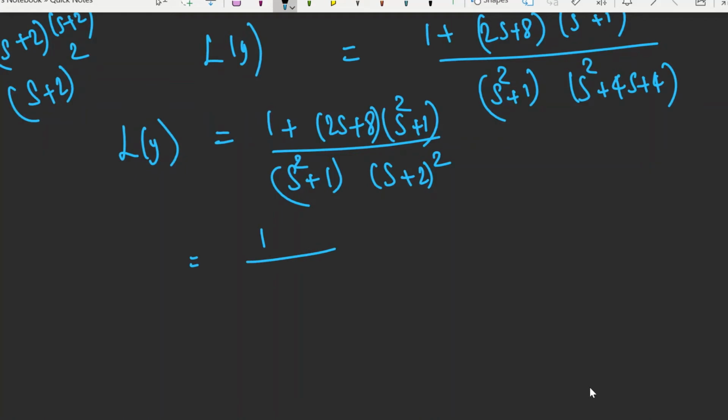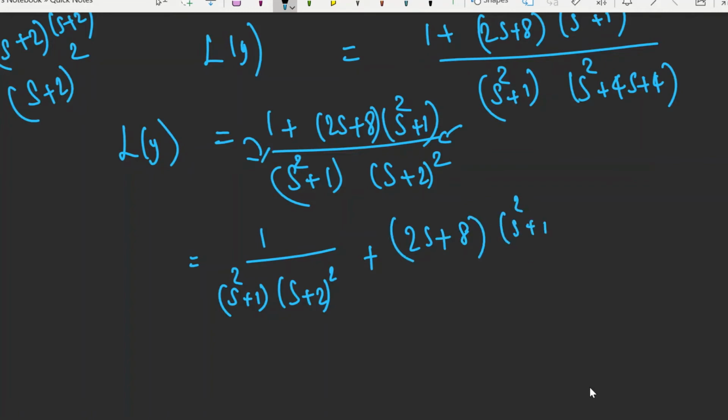So this one is s plus s square plus 1 over (s plus 2) the whole square, with the numerator term divided by the denominator: 2s plus 8, 2s plus 8, over (s square plus 1)(s plus 2) the whole square.